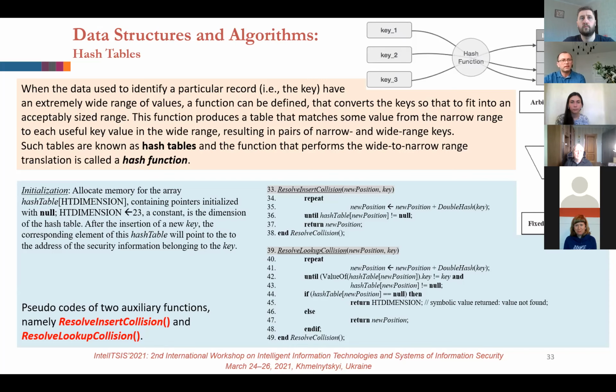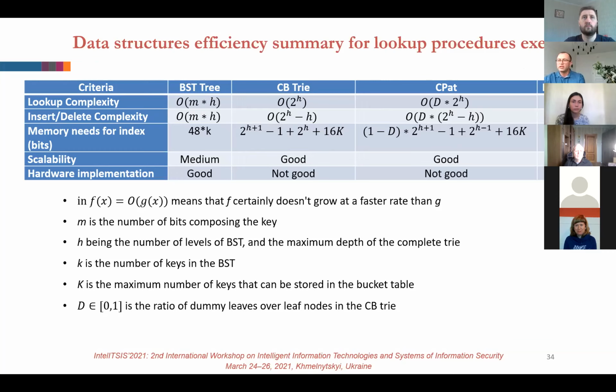We have summarized the data structures' efficiency for lookup procedure execution based on the criteria enumerated in the beginning. Hash table based algorithms promise the highest speed. With hash tables, any node can be looked up, inserted or deleted by simply calculating the value of the hash function. This complexity is the lowest compared to the others, and it doesn't depend on the number of keys, but it can degrade if a collision happens. Memory requirements of hash tables are reduced as well compared to other structures.